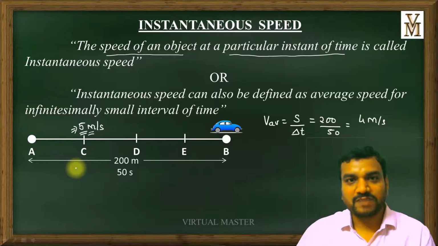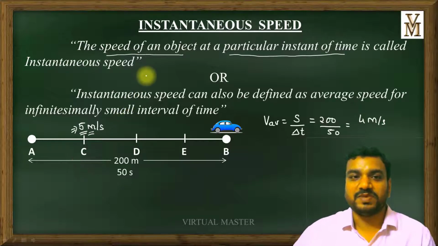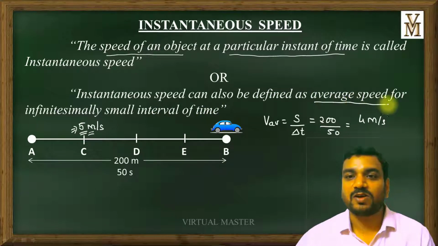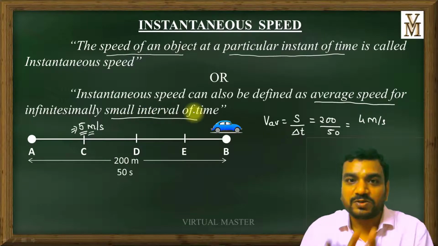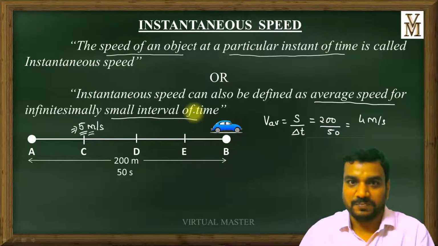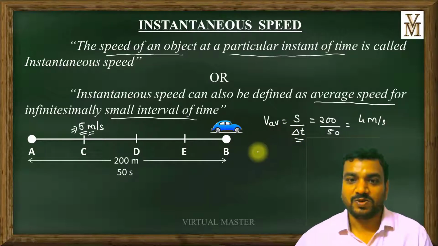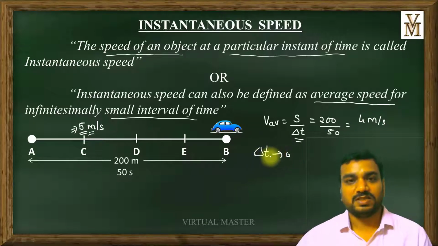Okay, there is one more definition of instantaneous speed. Instantaneous speed can also be defined as average speed of an object for infinitesimally small interval of time. That means if we calculate the average speed of an object for a very small interval of time, then we are going to get instantaneous speed. Okay, that means delta t should be very less. Okay, I can write delta t will be almost tending to 0.